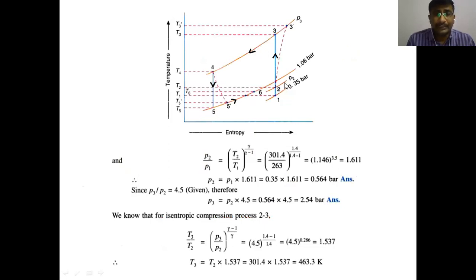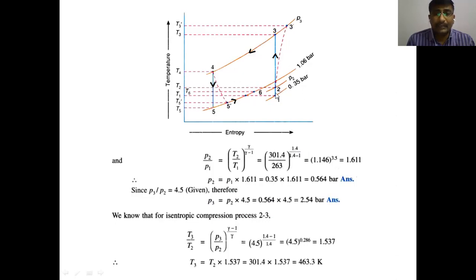Then for P2, we know that T2 by T1 equals P2 by P1 whole power gamma minus 1 by gamma, which is the adiabatic rule. From this, we can find the pressure ratio P2 by P1 during this compression. T2 is 301.4 divided by T1, 263. By substituting the gamma value, we get the pressure ratio across the diffuser as 1.611. From this, P2 equal to P1 into 1.611.